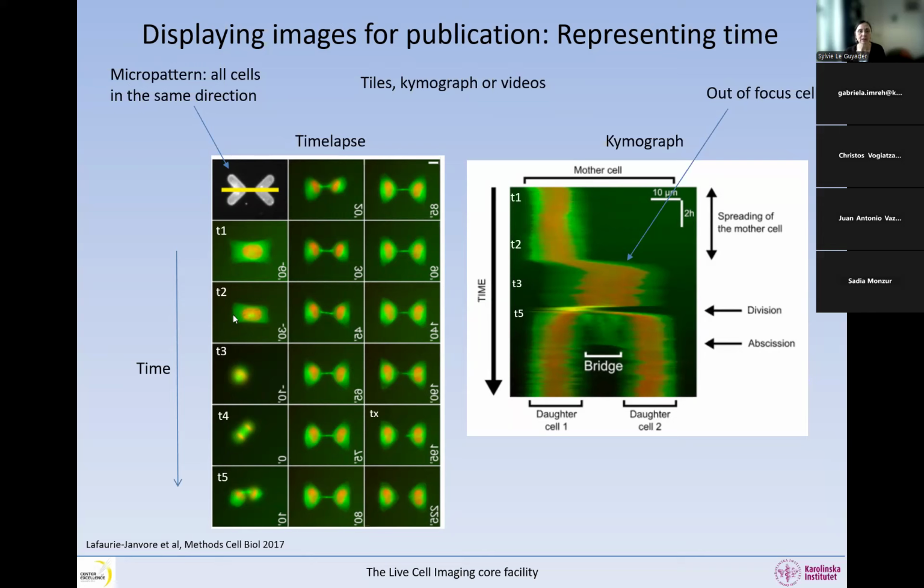So in this particular case, we have a cell that is dividing, and all the images have been aligned in such a way that the orientation of the cell is unchanged. And so if now we draw a line in the center here, we can measure the intensity across that line. And then we can put this intensity in here.